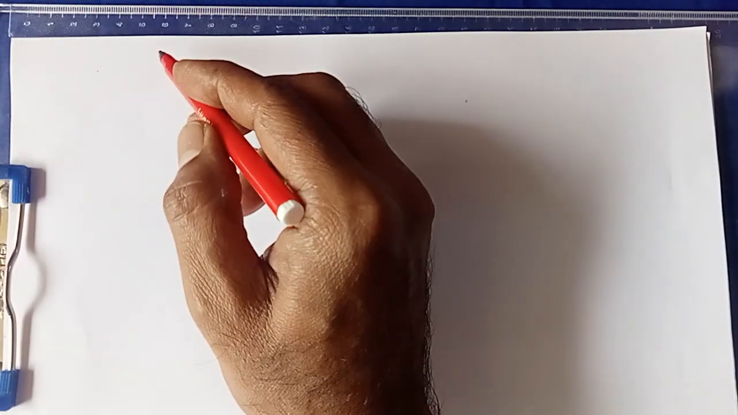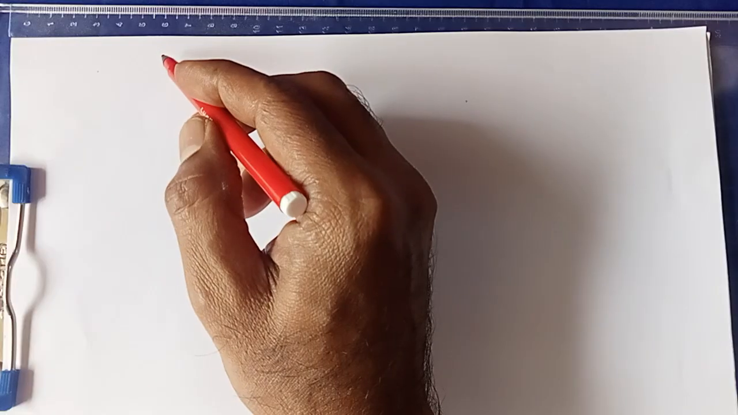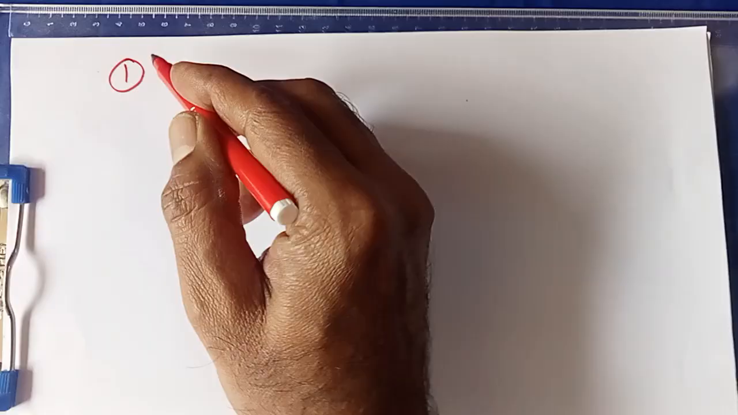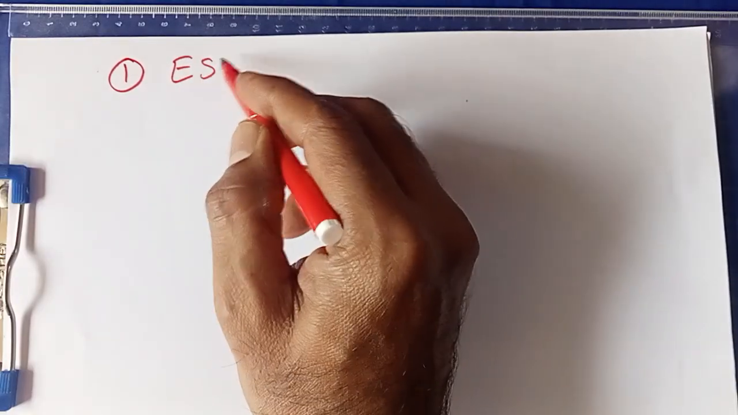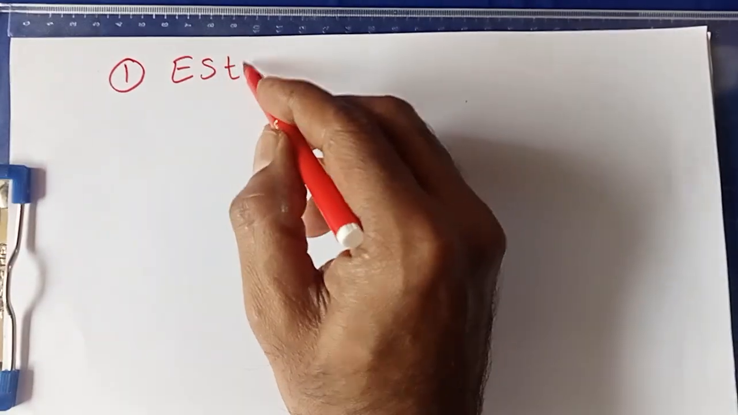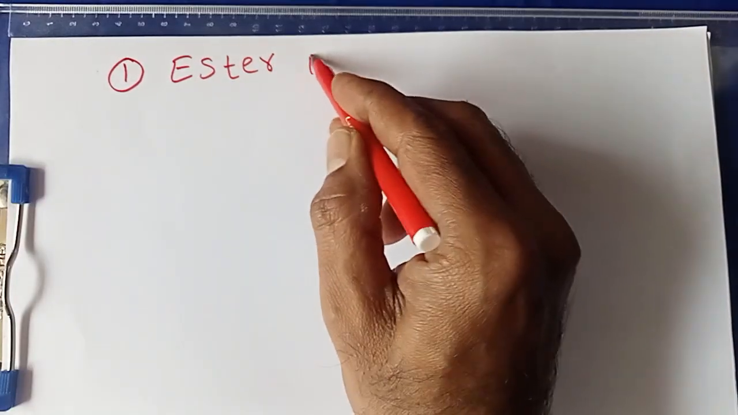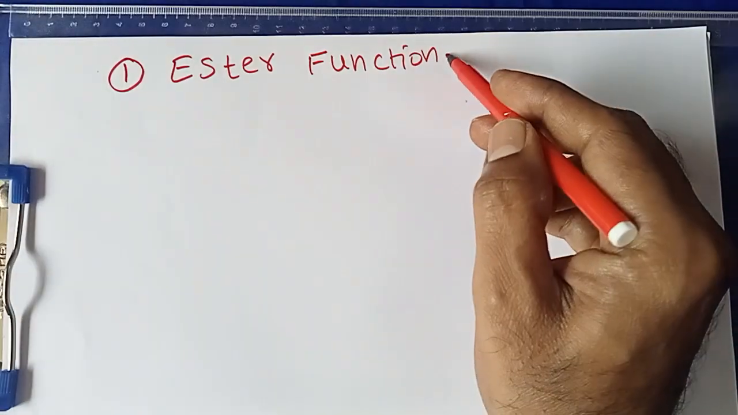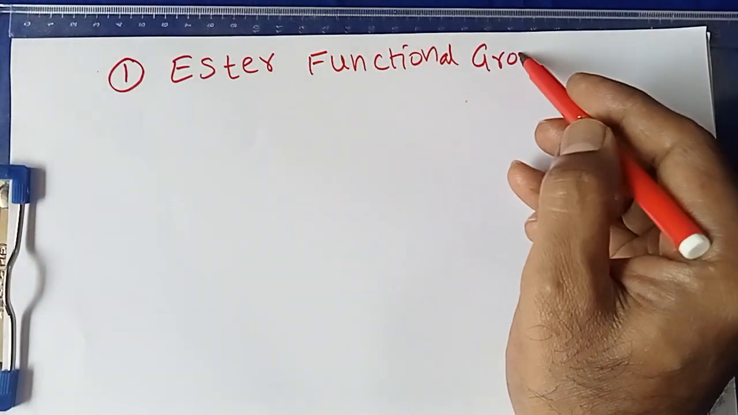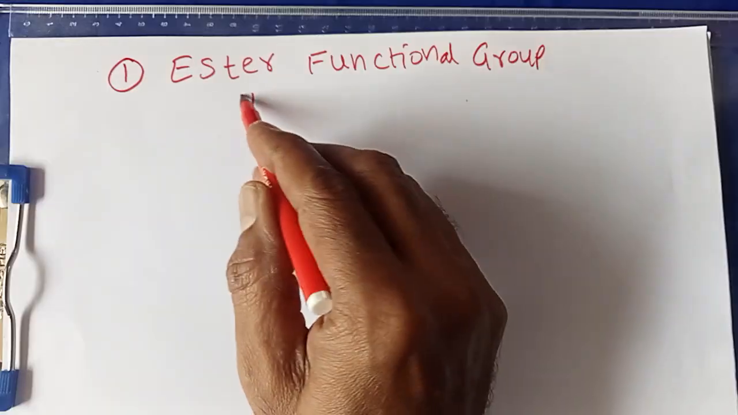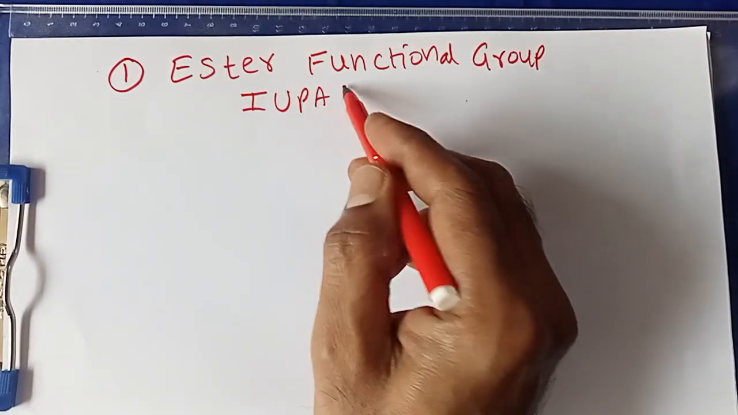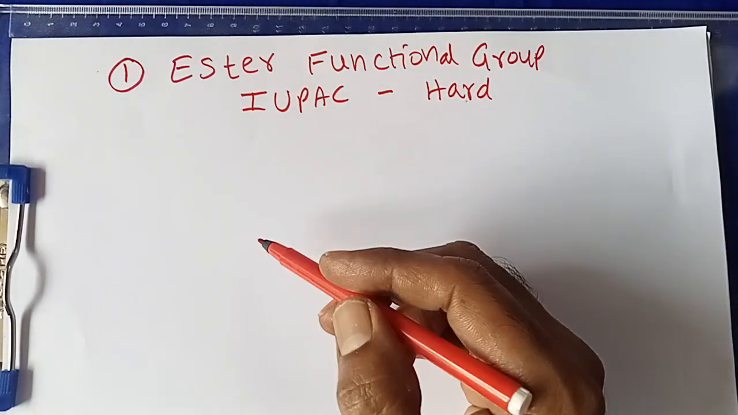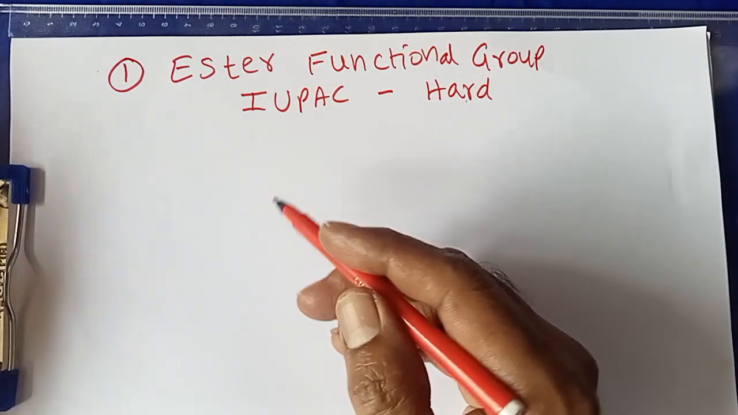Very hard IUPAC names in the organic chemistry functional group. The first hard IUPAC name is the ester functional group. Ester functional group IUPAC names are hard. Then how do we make them easy?